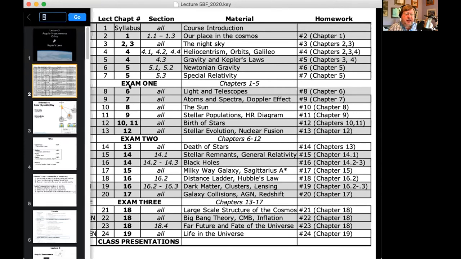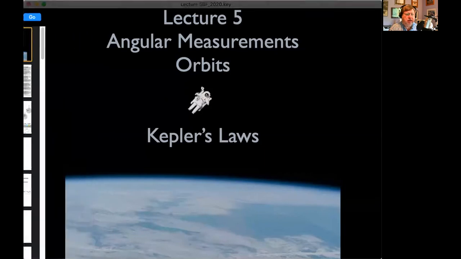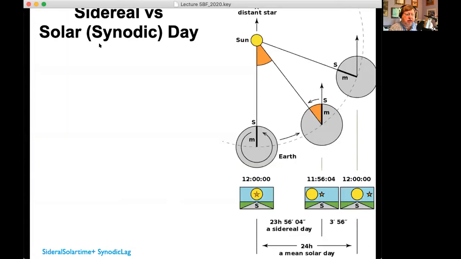Okay, last time someone asked about Synodic versus Sidereal, and I promised I'd talk about that, so here it is. It's also called a solar day. You have to excuse me, I have trouble pronouncing words sometimes. I don't know how Synodic is pronounced. I don't think I've ever heard anybody say that.